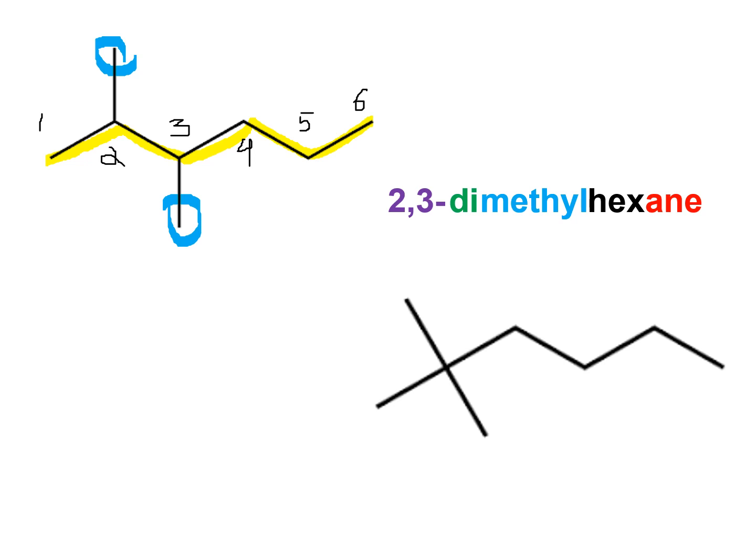So let's have a look at the second structure. Again, I'm going to take my highlighter and figure out the longest chain. That's 1, 2, 3, 4, 5, 6. So I have again a chain of 6, so it's again hexane. Now I'm going to put the numbers so that the branches have the smallest number possible.